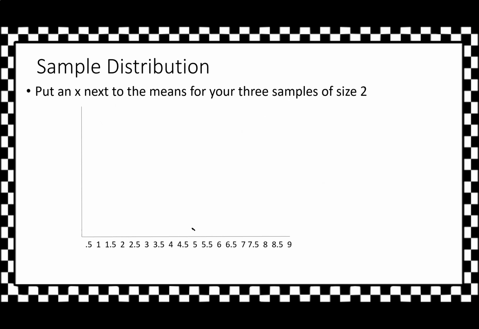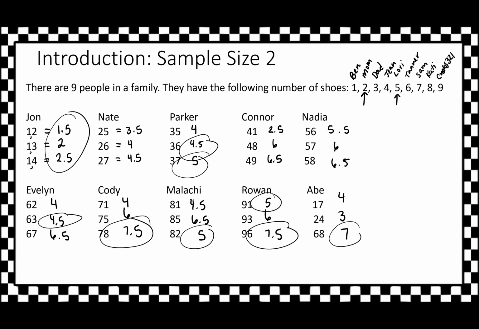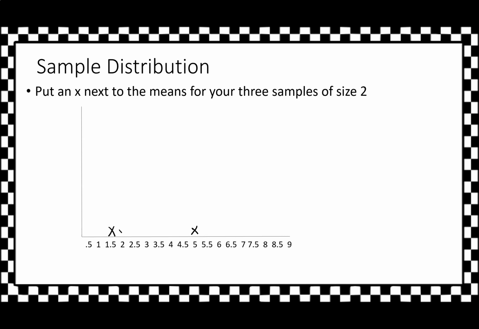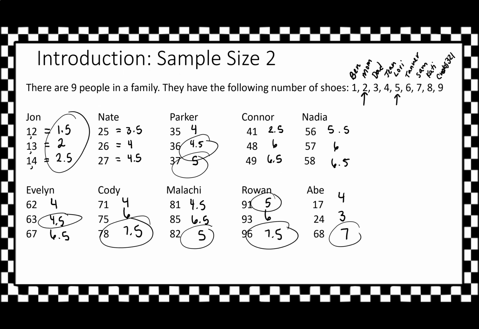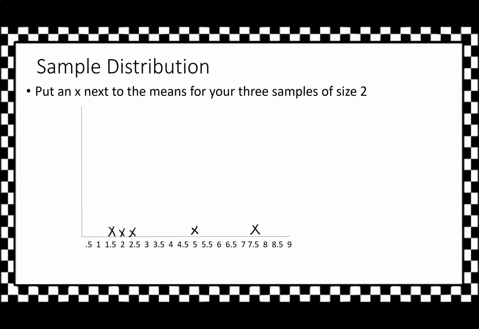Someone got an average of 5. Let's see where else we got. 1.5, 2, and 2.5. Did anyone else get 1.5, 2, and 2.5? No. We've got a 7.5, another 7.5. Do we have anything higher than that? Another 7.5. Well, I'm not sure. It's going to look something like this, and I'm just giving you a rough estimate.